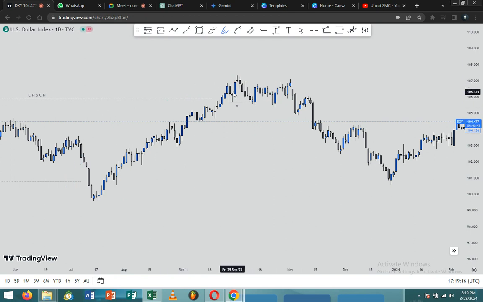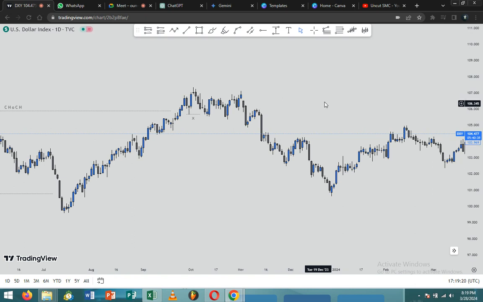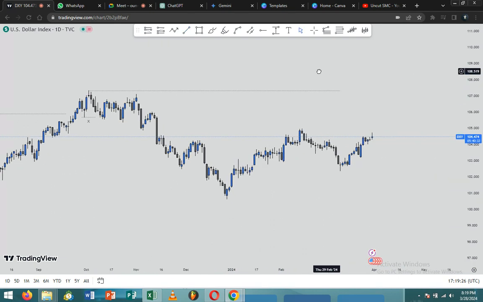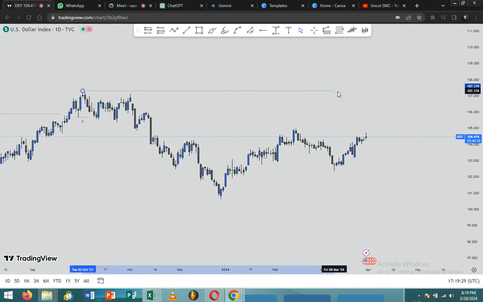So let's check and see. For now, we are not looking for entries. We are just doing analysis. If price takes out this high, it will become our break of what? Our break of structure.